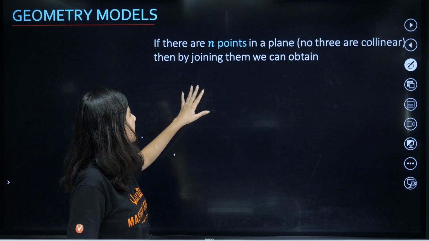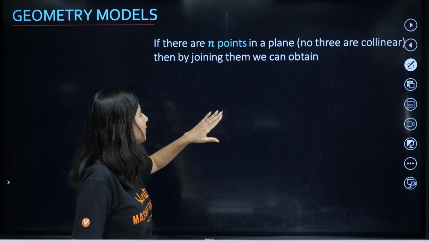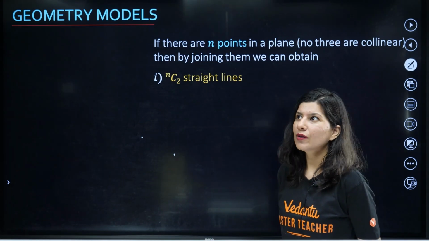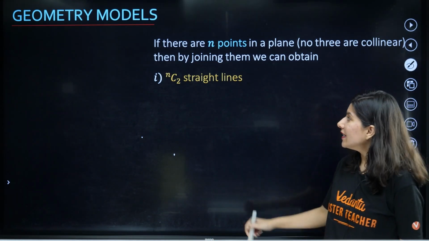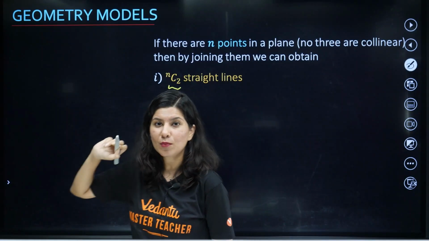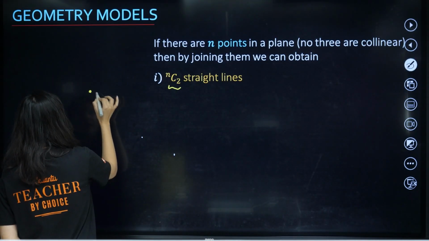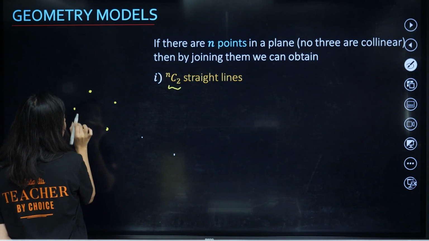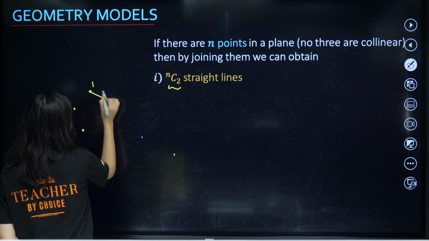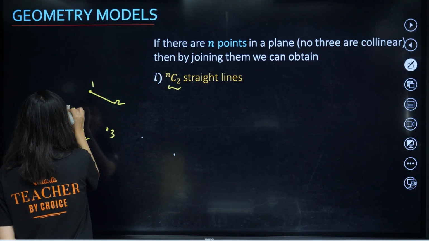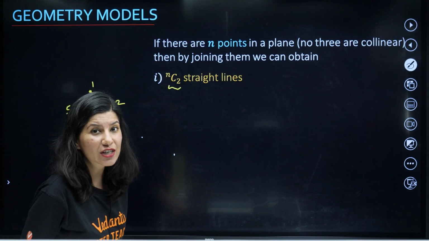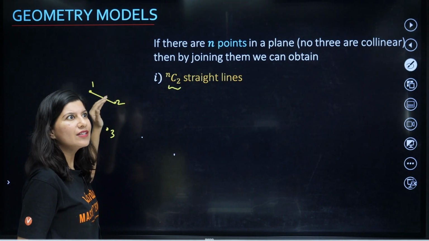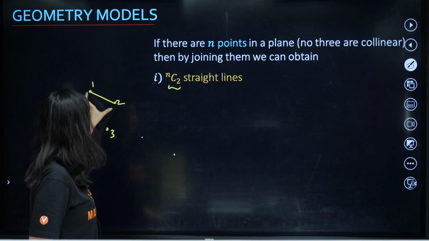So there are n points and no 3 of them are collinear. Now how many straight lines can you form? So if no points are collinear, then NC2 straight lines will be formed. Basically, suppose 1, 2, 3, 4, 5 points are there. Now every selection of 2 points, right? It's just the same as the handshake problem. Every selection of 2 unique points will give me a straight line.